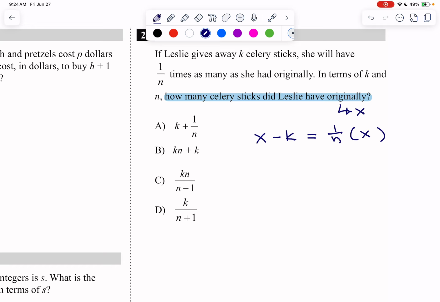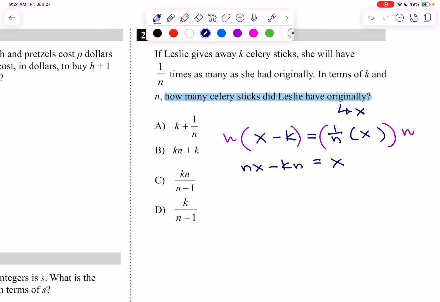Now, if we're going to be super efficient about this, you must abide by Donna's rule of fractions, which is to clear them. We're going to multiply absolutely everything by n, to clear the 1 over n so we can solve for x. So what will that result in? It will result in nx minus kn equals x.